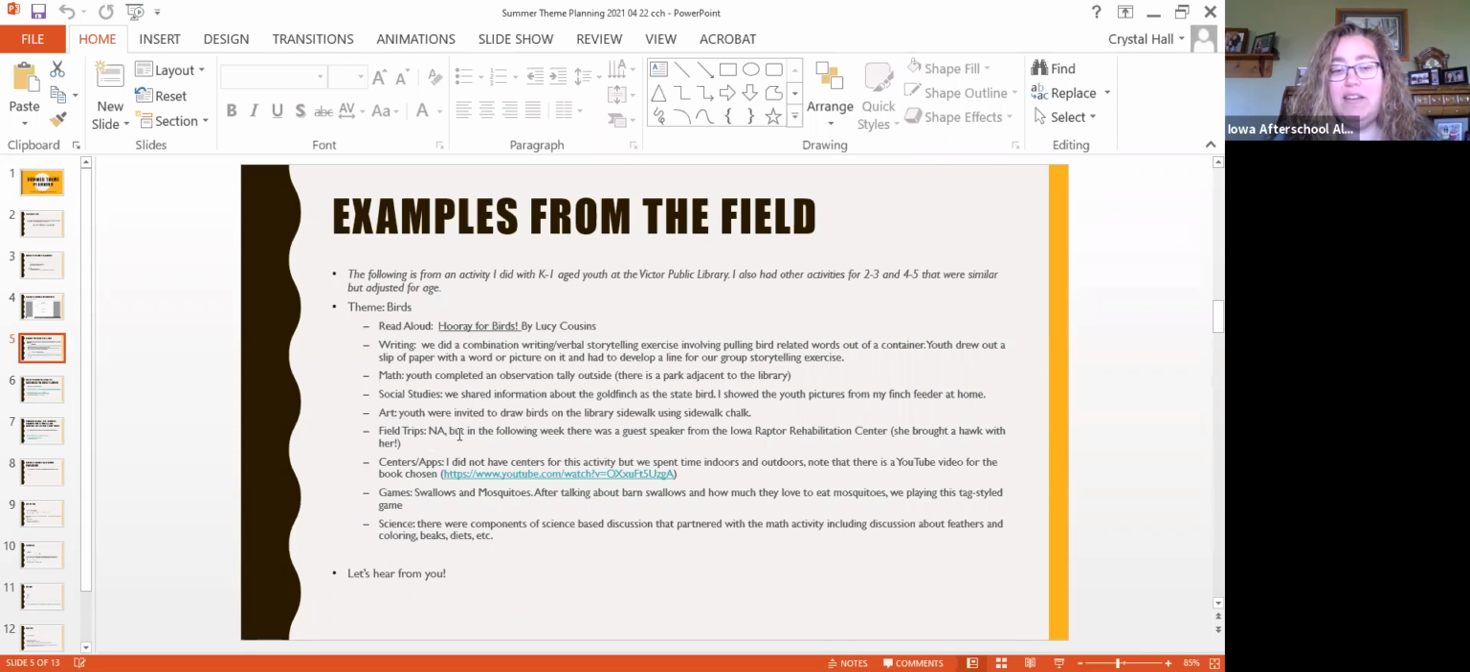Regarding field trips, we didn't go on a field trip, but the following week, we did have a guest speaker from the Iowa Raptor Rehabilitation Center, and she brought an actual real-life hawk with her. That was so cool because many of the youth attended my program the first week, and then came back and attended her program the second week, and we were able to make those connections and parallels. The kids were like, yeah, we learned that, or we didn't see any hawks when we were doing our tallies.